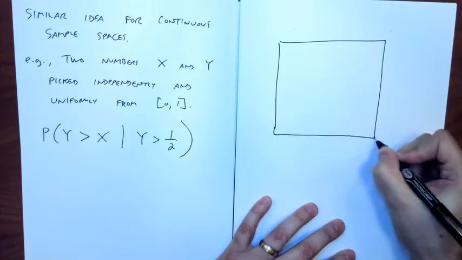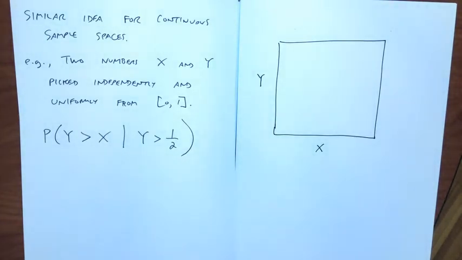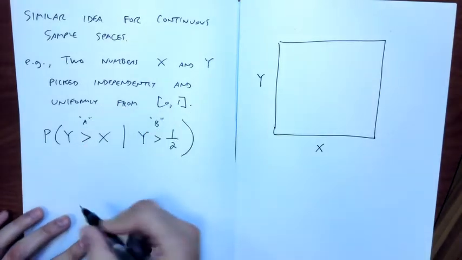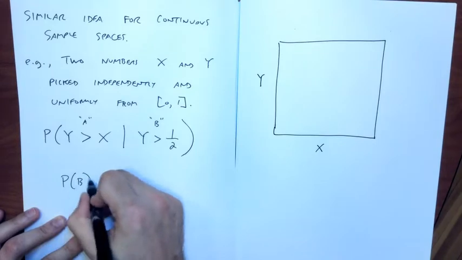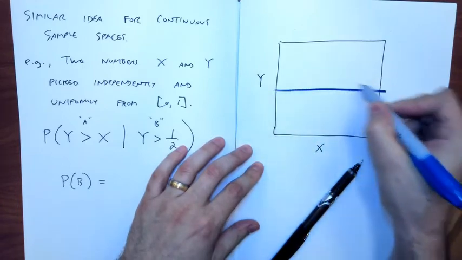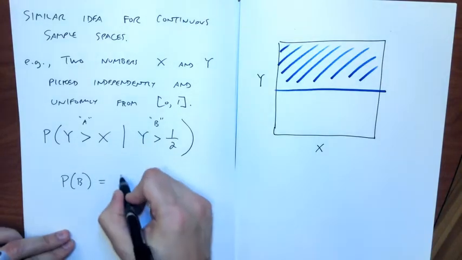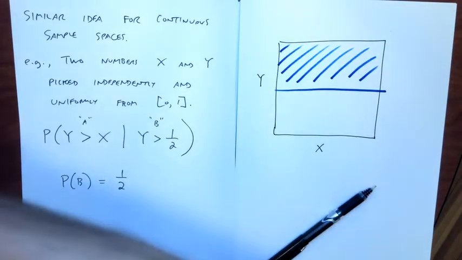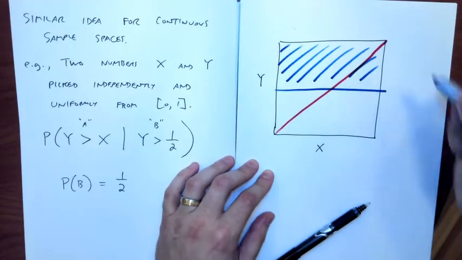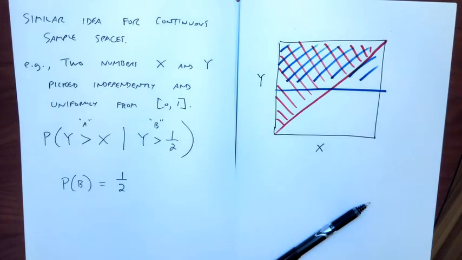Here's my sample space for x. Here's my sample space for y. And this is my event A. This is my event B, right? So the probability of B by itself, that y is greater than 1/2, I'm going to draw up here, and I know that's equal to 1/2. For the probability that y is greater than x, I'm going to draw the line y equals x, and then draw the places where y is greater than x.